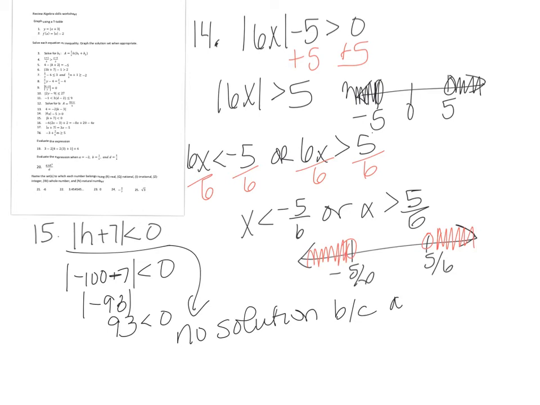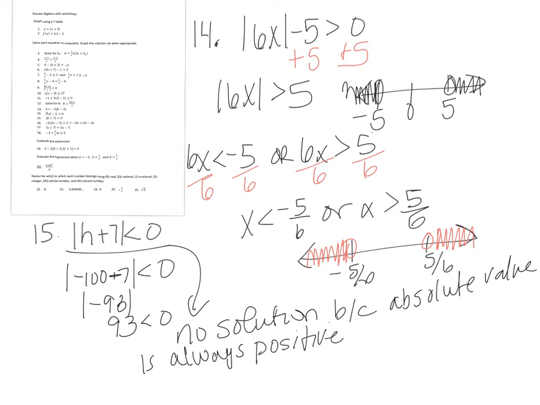because the absolute value always comes out positive, or is always positive, and that's never less than 0.